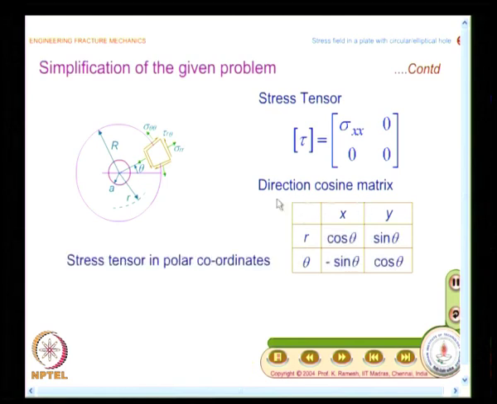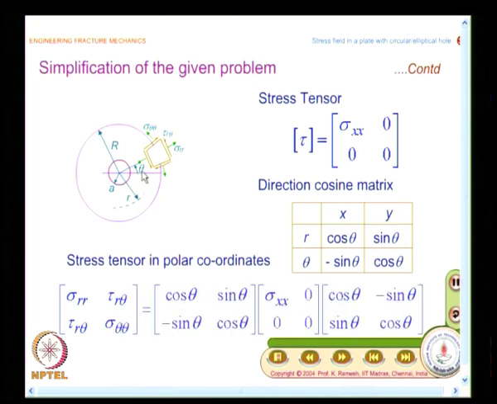So, I have the direction cosine matrix, I am taking a generic section at theta, between r and x it is cos theta, between r and y it is sin theta, between theta and x direction it is minus sin theta, between theta and y it is cos theta, and we know what the stress tensor is. I can find out the stress tensor in polar coordinates by simply multiplying by the direction cosine matrix. So, you have this as A and this as A transpose. So, you have this as cos theta, minus sin theta, cos theta.